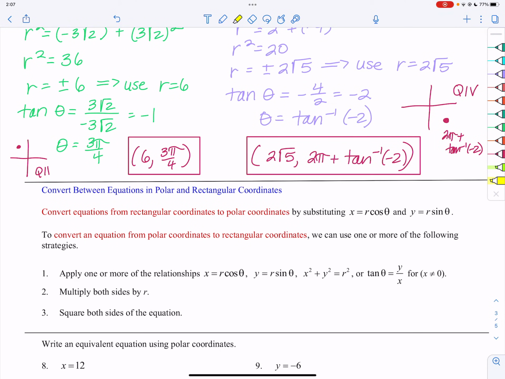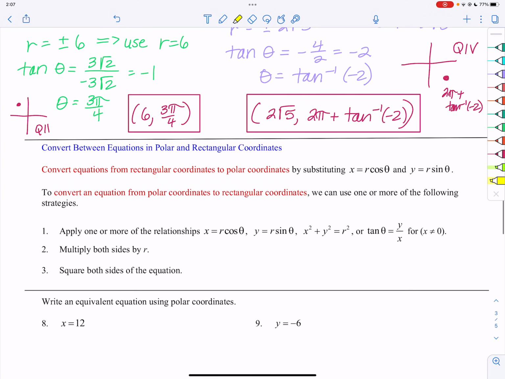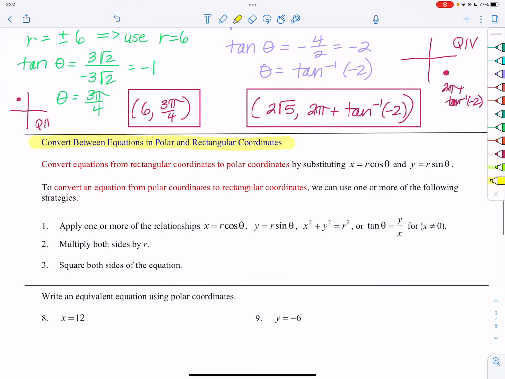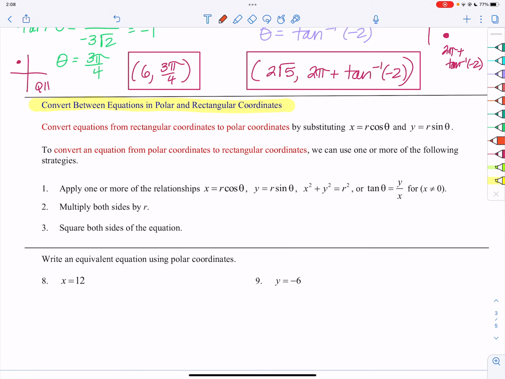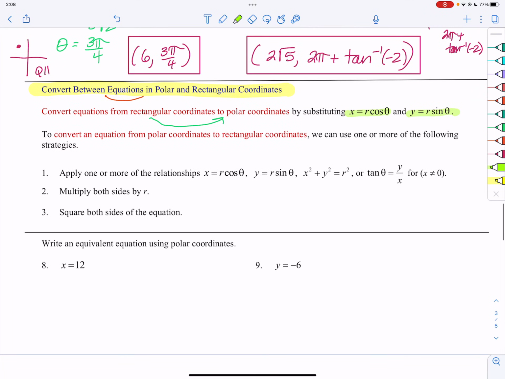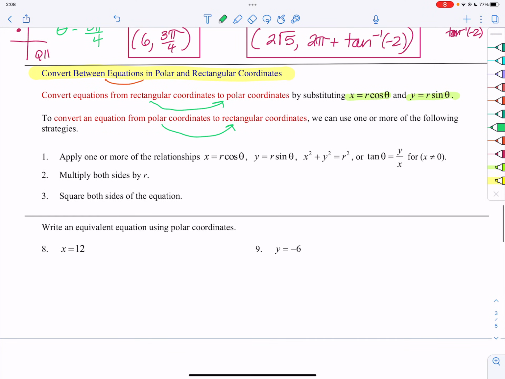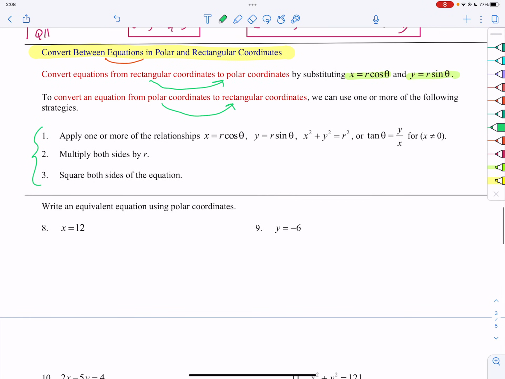Now let's convert. Now we're going to convert between equations in polar and rectangular coordinates. So now we are going to be working with equations. How are we going to do that? If we're going to convert from rectangular to polar, we're going to use x equals r cosine theta and y equals r sine theta. And if we're going to convert from polar to rectangular, we're going to use one or more of these strategies.